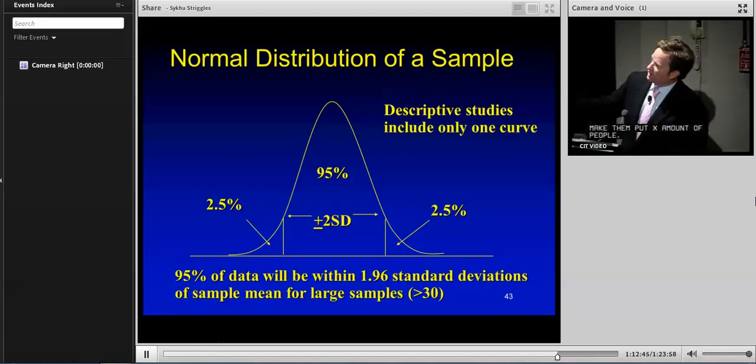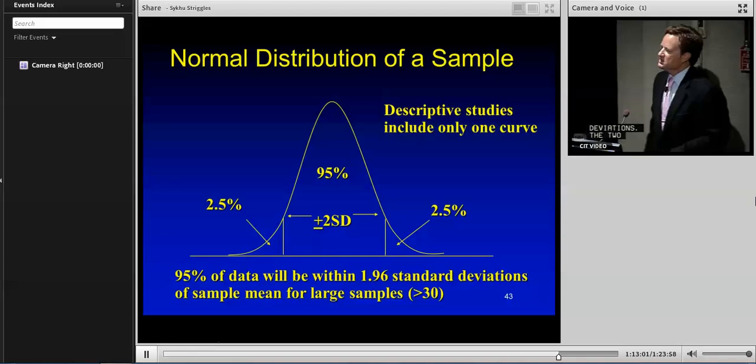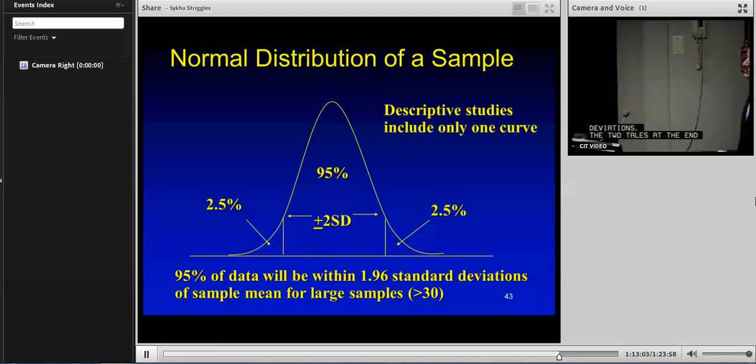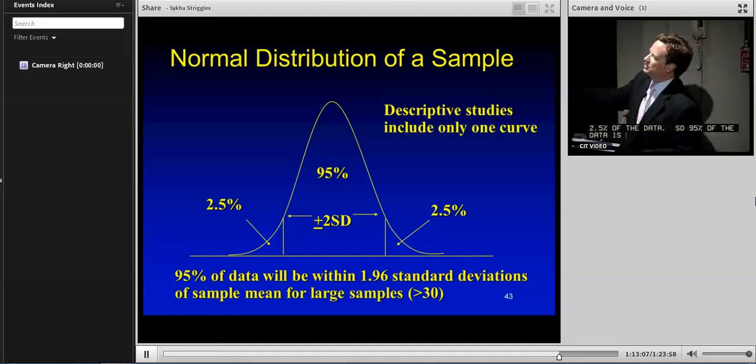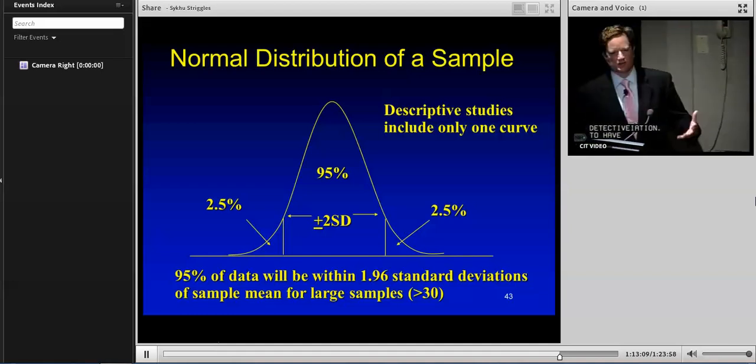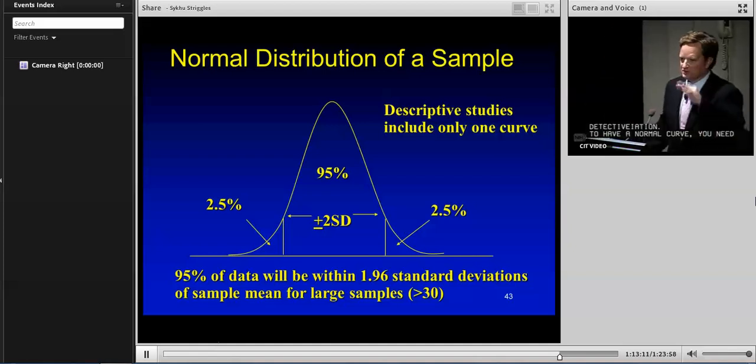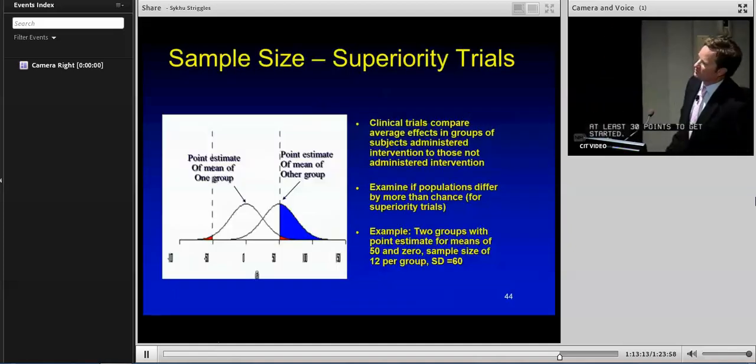If you take any variable, let's take the height of the people in this room that has a normal distribution, what you've got is about 2/3 of the data, or 95% of the data, are within 2 standard deviations of this central mean, and the little 2 tails at the end have 2.5% of the data in them. So 95% of the data is between 1.96 standard deviations, but for you to have a normal curve, you need to have at least 30 points to be able to get started. So we're talking right off the bat, at least 30 participants.